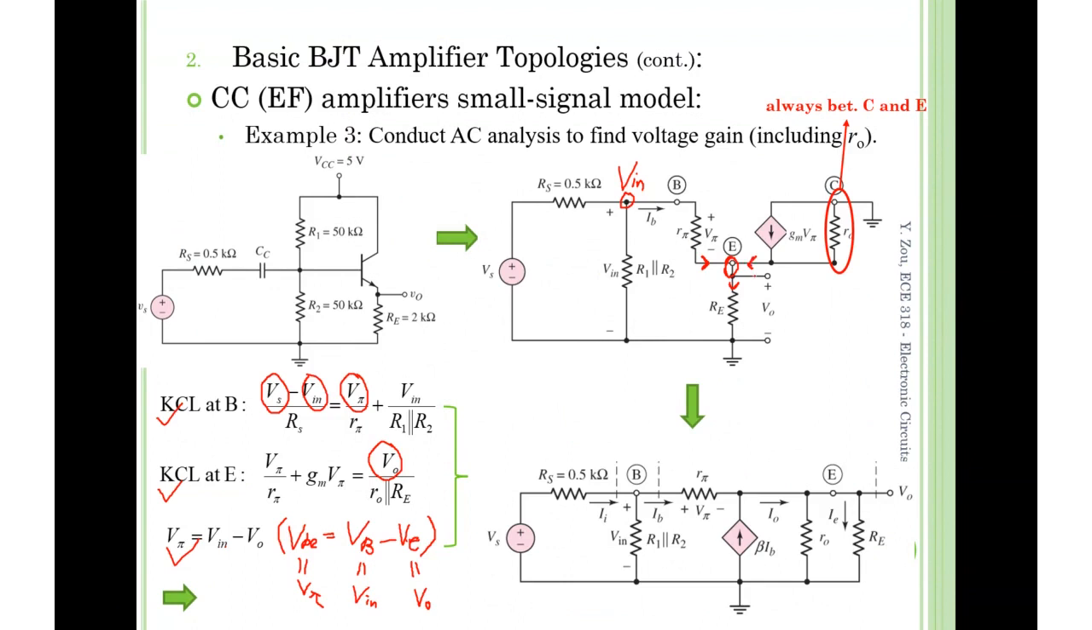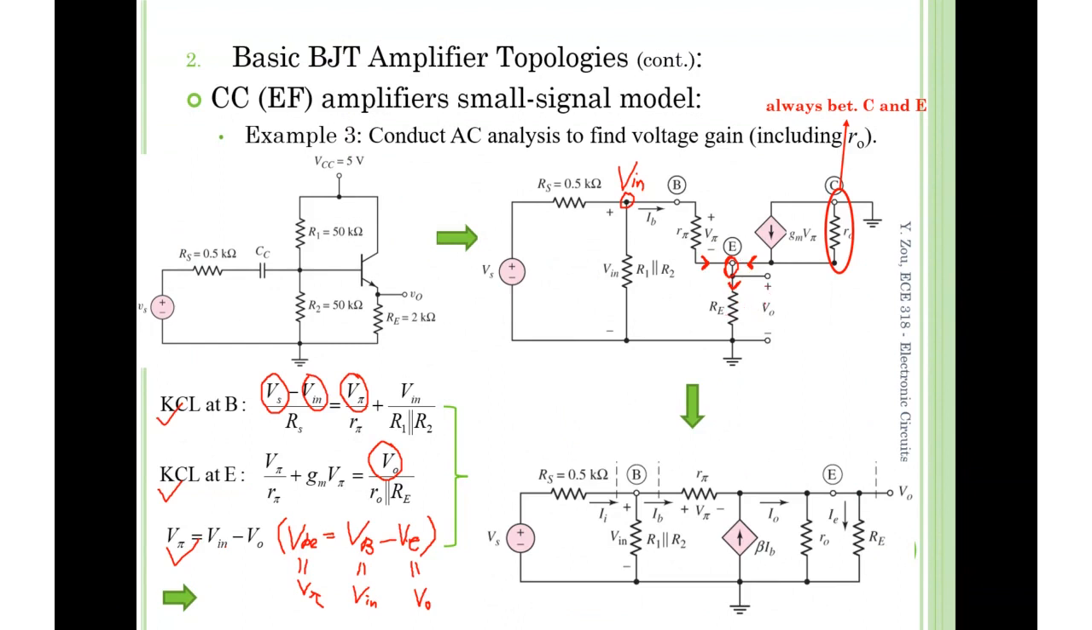Yes, we did use the same thing, as I said, in the previous example. And the current here, as you know, is the dependent source current, GMV pi. The current here is once again Ohm's law: V divided by RE, where V equals V naught.